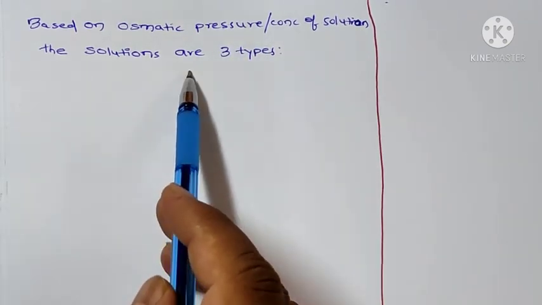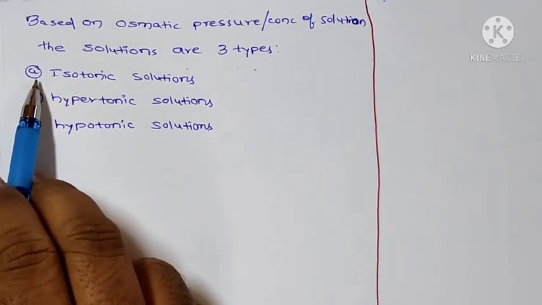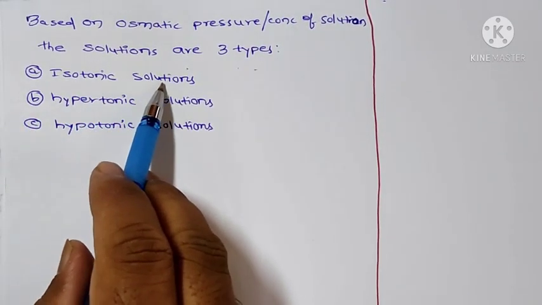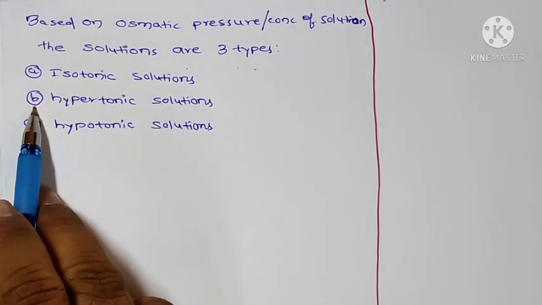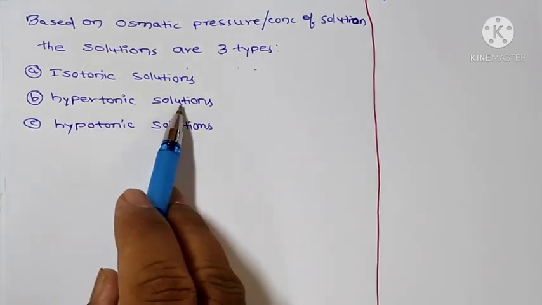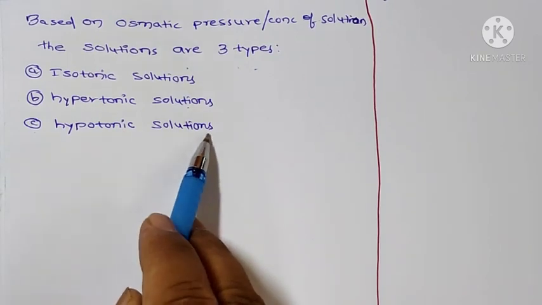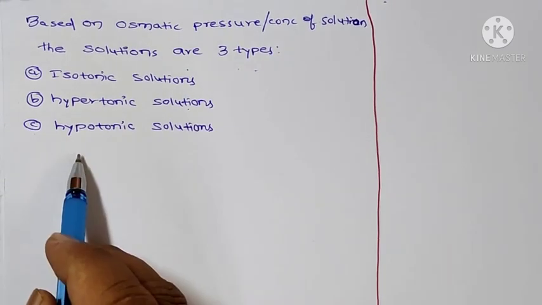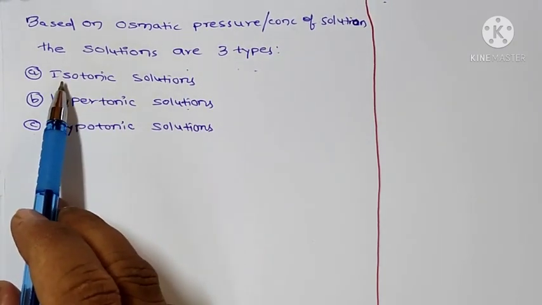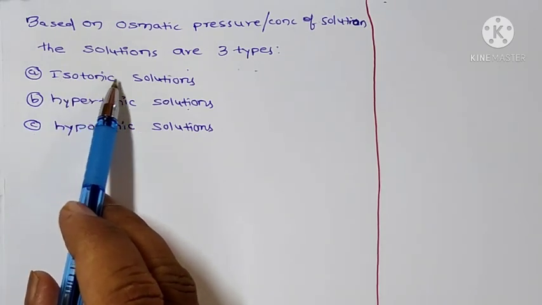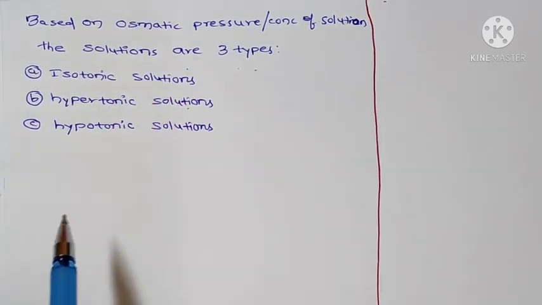The solutions are three types. Number one, A. Isotonic solutions. And number two, B. Hypertonic solutions. And number three, C. Hypotonic solutions. Let us discuss about the first one, isotonic solutions.